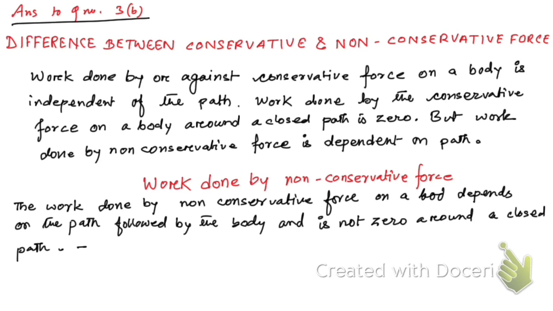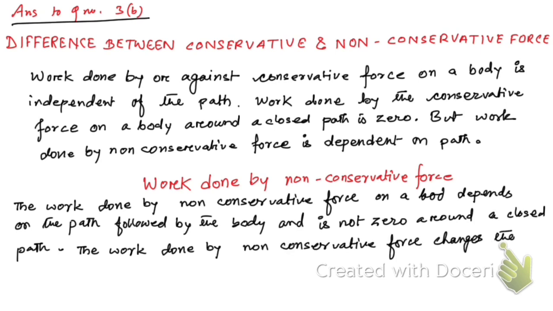Around a closed path means the final and initial positions are the same. Then the work done by a non-conservative force is not 0, but in case of a conservative force it is 0. Around a closed path, work done is 0 for a conservative force, but for a non-conservative force it is not 0, right? And the mechanical work done by a non-conservative force changes the mechanical energy of the system.